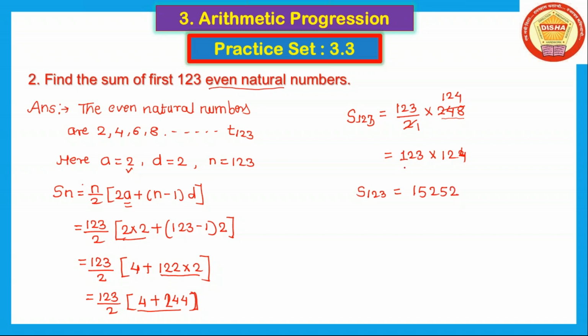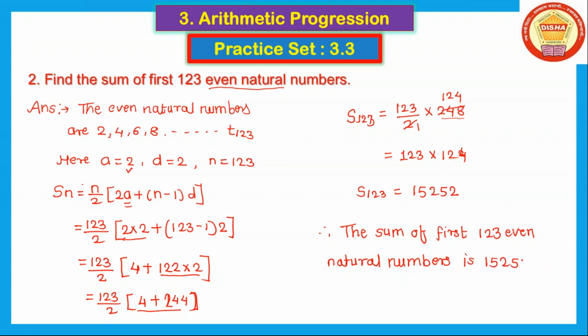15,252. Means the sum of the first 123 even natural numbers is 15,252. So below that we write the final answer: the sum of the first 123 even natural numbers is 15,252.